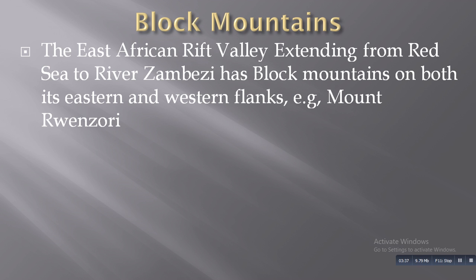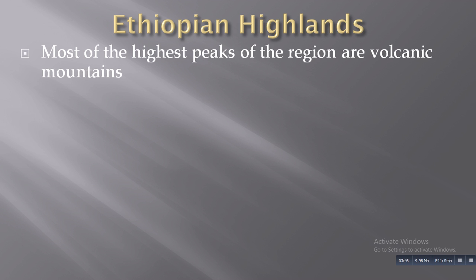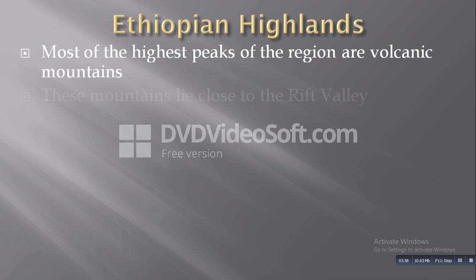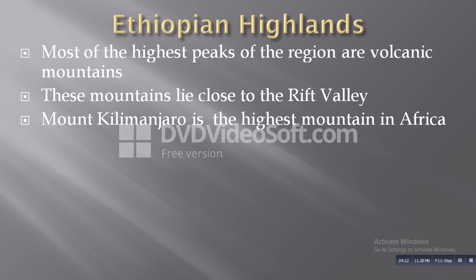Next, Ethiopian highlands. Most of the highest peaks of the region are volcanic mountains. These mountains lie close to the Rift Valley. Mount Kilimanjaro, we will hear about this mountain. Mount Kilimanjaro is the highest mountain in Africa. It is a volcanic peak. It is covered with ice and snow.